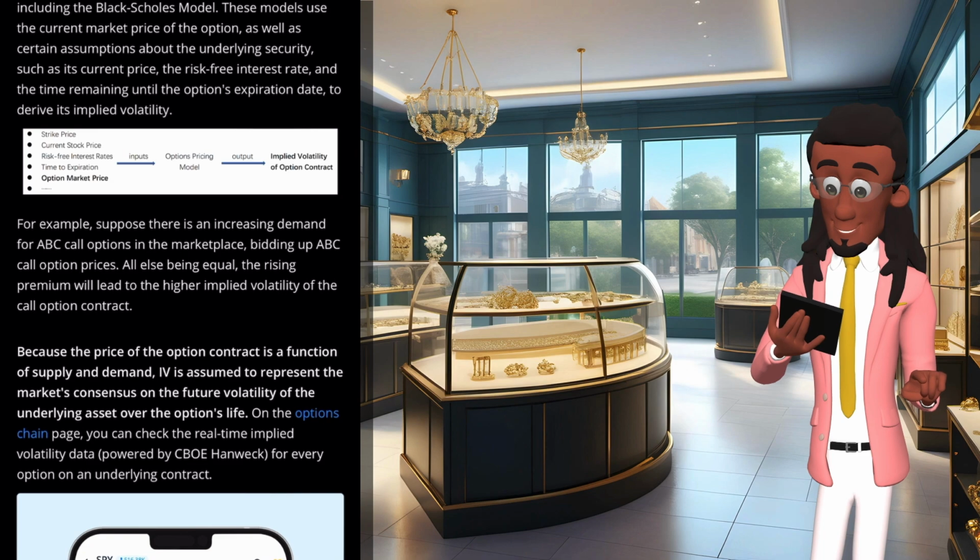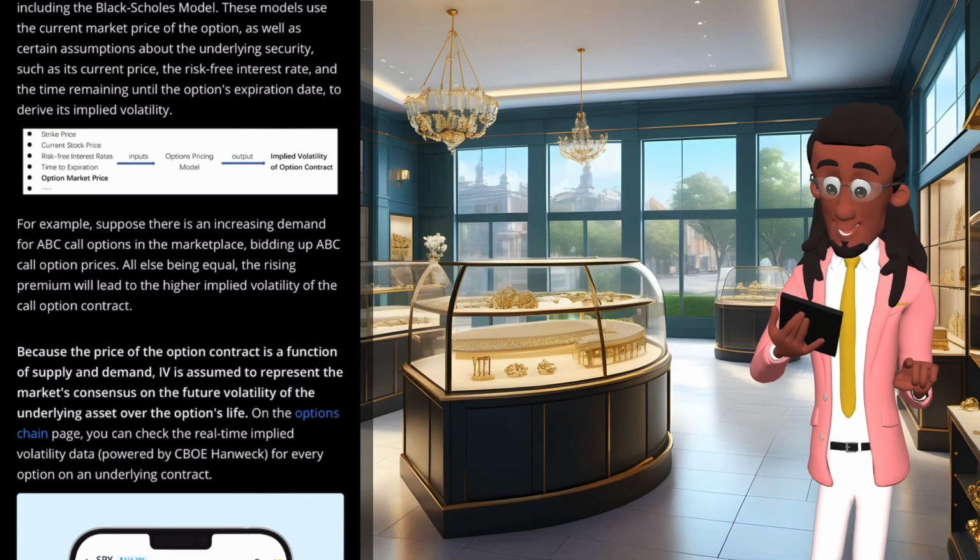Let's wrap our minds around this. Suppose there is an increasing demand for ABC call options. Let's say Apple. So there's an increasing demand for Apple call options. Everybody is buying up Apple call options in the marketplace, making the ask price of these options go up. All else being equal, the rising premium will lead to the higher implied volatility of the call options contract.